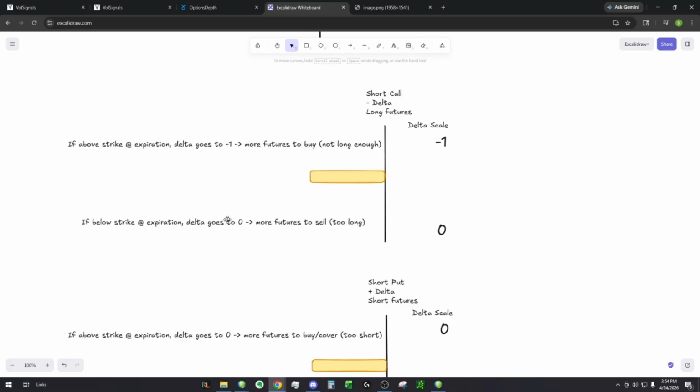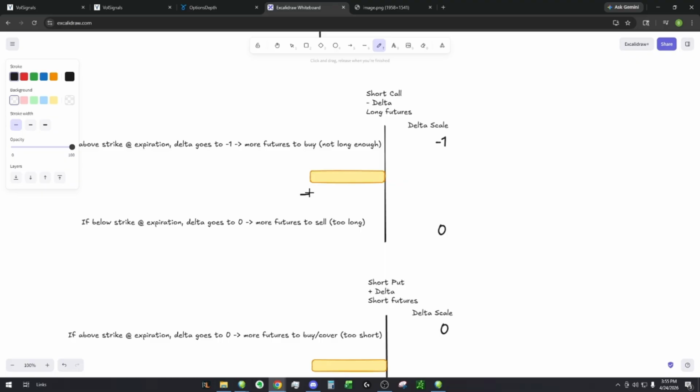this is how it would behave. So next one is a short call, negative delta. So they have a long futures position. Delta scale is -1 if it's above, or 0 if it's below. So if we're above the strike at expiration, delta goes to -1. So they have more futures to buy. They don't have enough of a long position. So they've got to buy more. If we're below the strike at expiration, delta goes to 0. So they have more futures to sell. Their long position is too big, so they've got to sell them out.